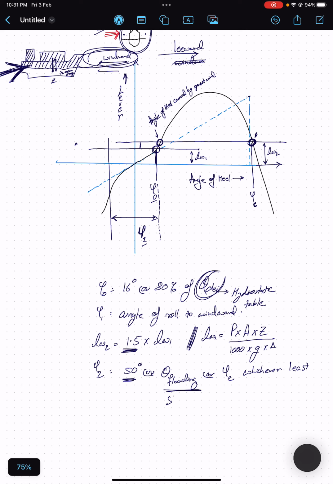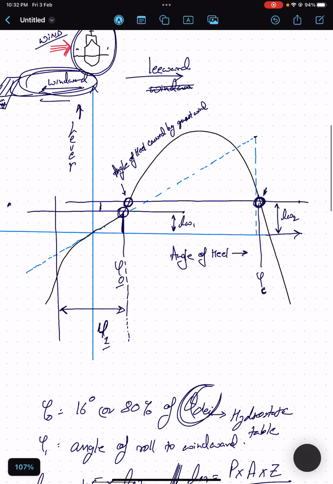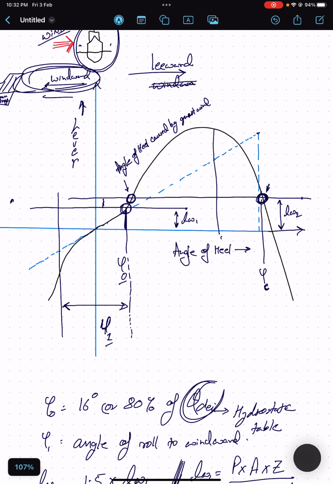Theta flooding we can find from the stability book, or phi C. So now we know why we need phi C, because it will let us decide where is phi 2. For the sake of our graph, for the sake of our understanding, let's assume that phi C is somewhere here. It could be 50 degree, it could be theta flooding, or it could be even phi C. We'll call it phi 2.